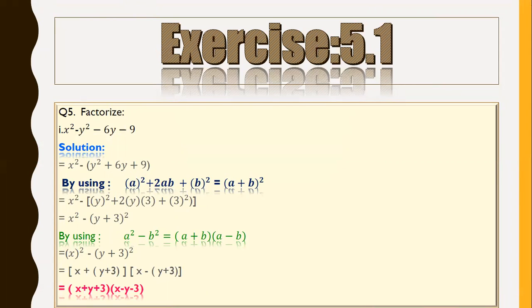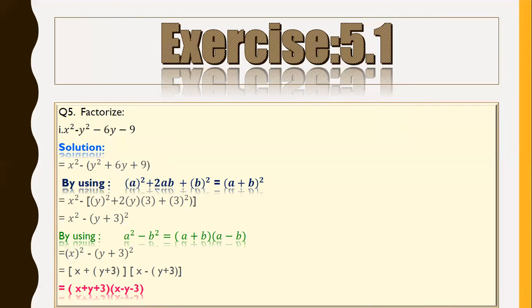So you should be careful when you apply the formula. First you write within the brackets, and in the last step you open the brackets, because there will be no mistake of sign over there. X plus y plus 3 and x minus y plus 3, and you see in the second bracket when you open the brackets the signs of y and 3 they both become negative. So you should be careful when you are applying the formula a square minus b square.